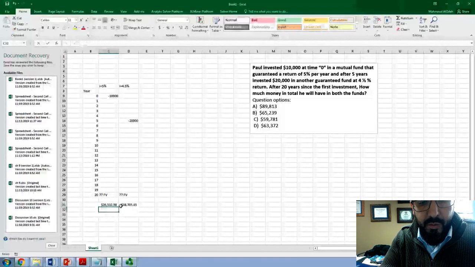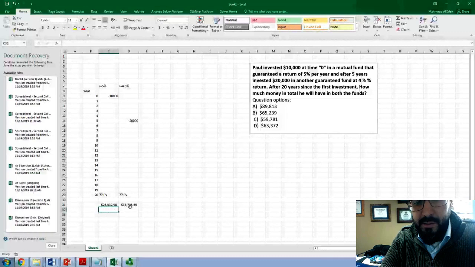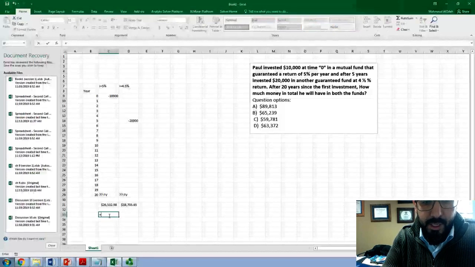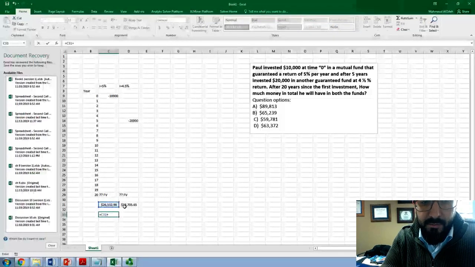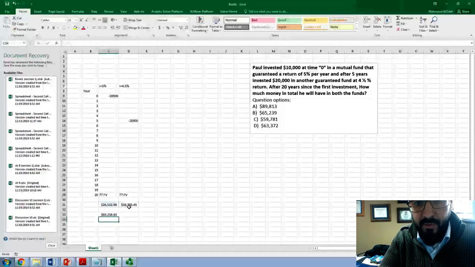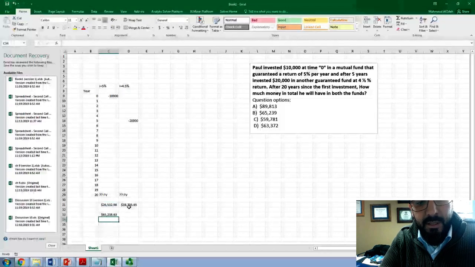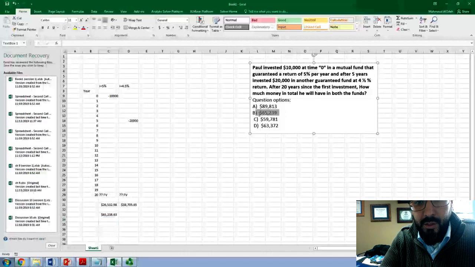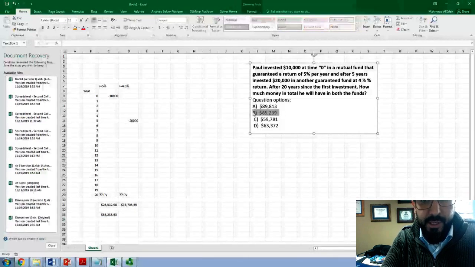So the 10,000 will be equivalent to 26,000. The 20,000 will be equivalent to 38,000. Add these both amounts together. 26,000 plus 38,000 would give you $65,238. So the answer would be B for this question.